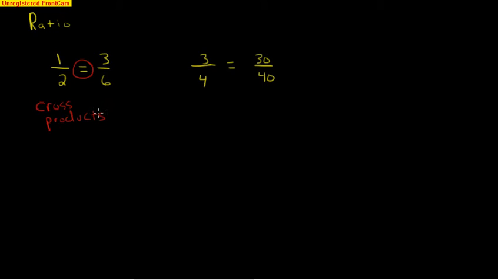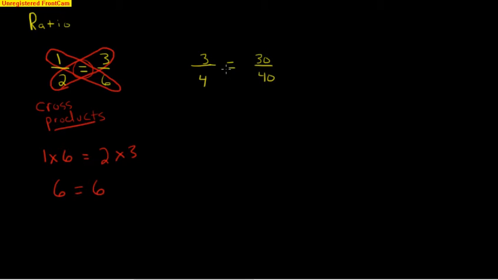Product is the answer to a multiplication problem. Cross products just means that if we have two fractions that are the same, two ratios, we can multiply the numerator by the denominator diagonally. We would have 1 times 6 here, and that is always going to be equal to the other denominator times the other numerator. 1 times 6 will be equal to 2 times 3. We can prove that by multiplying it out. 6 equals 6. That's always true if there's an equal sign here. If there's an equal sign here, we assume that we can use cross products.